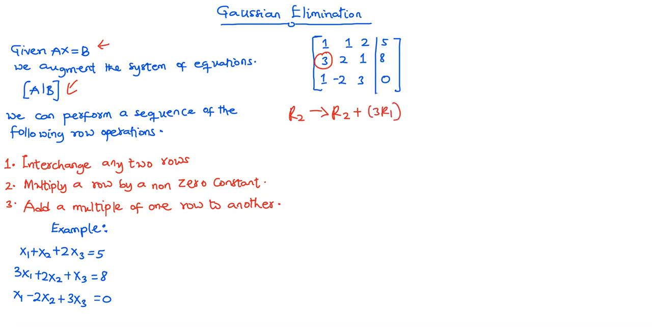I'm using the third row operation, which says that we can add a multiple of one row to another. So I'm adding a multiple of row 1 to row 2, but I want to get 0 here, so I'll just negate this multiple. Instead of 3, I'll make it negative 3, so that when I add it to row 2, we get 0 for the first entry in row 2. Let's do this operation and see what you are going to get.